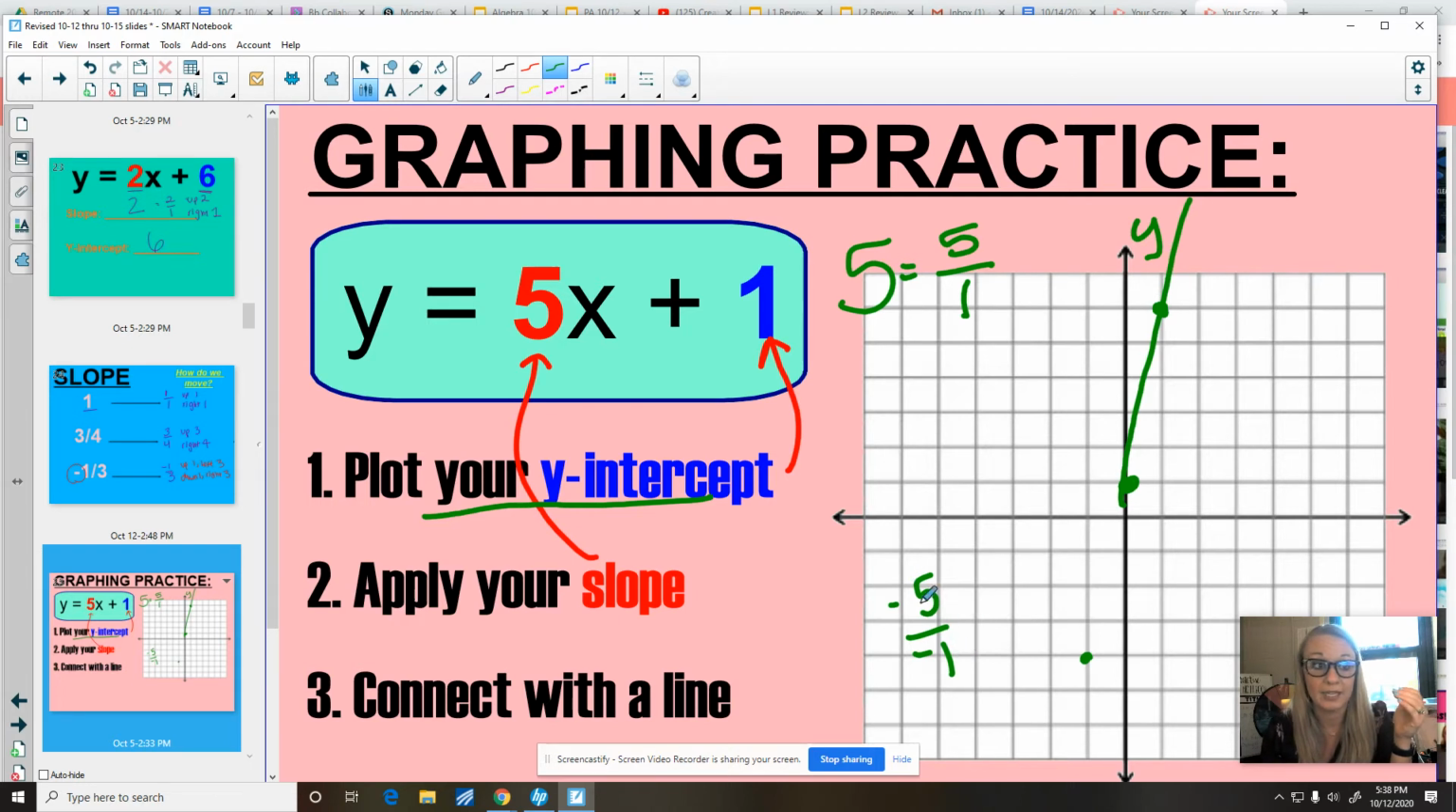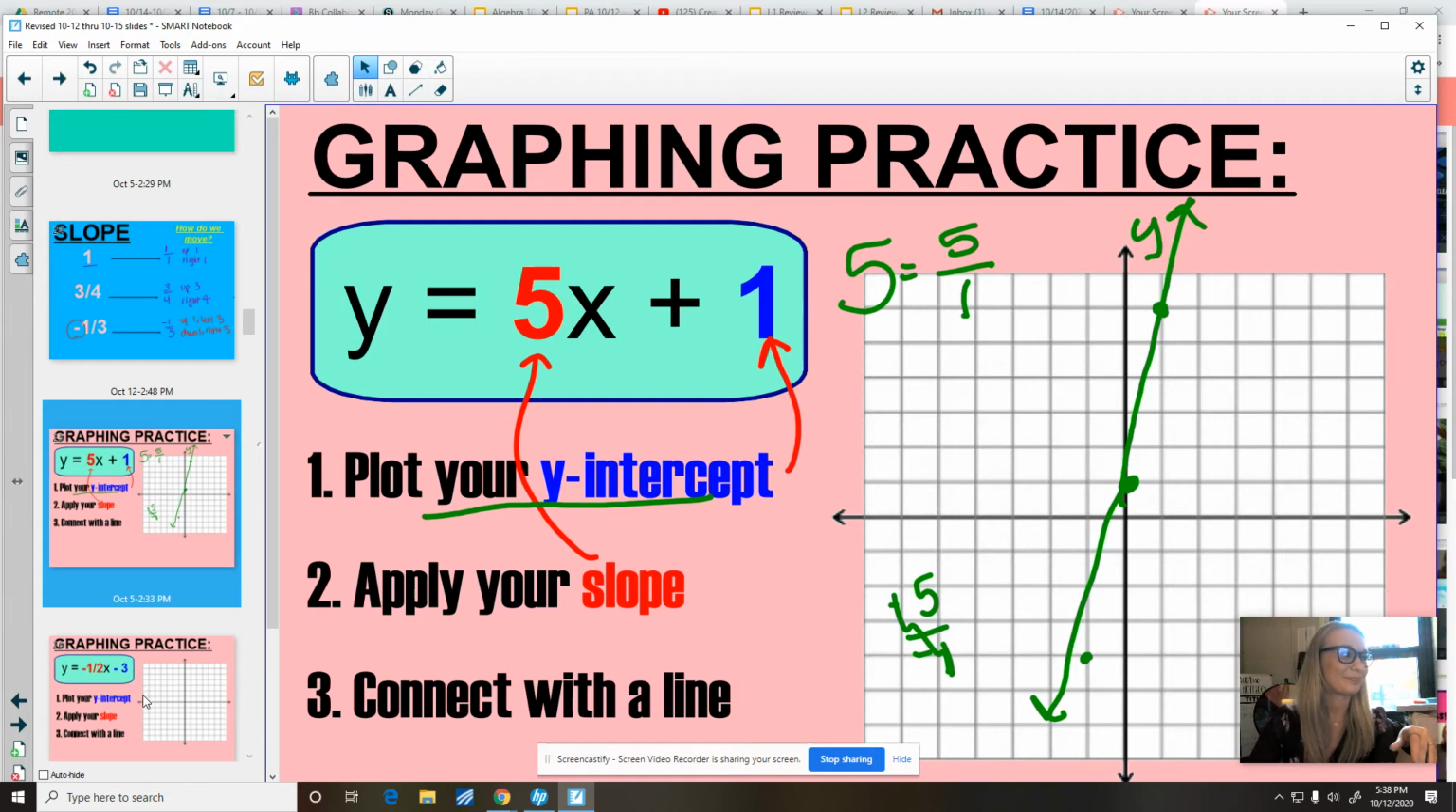Those are both negatives, but then they cancel out, so it actually works out. And hopefully your line would look a little bit better. All right, let's try again.